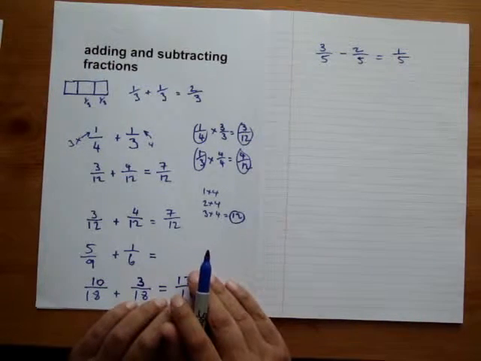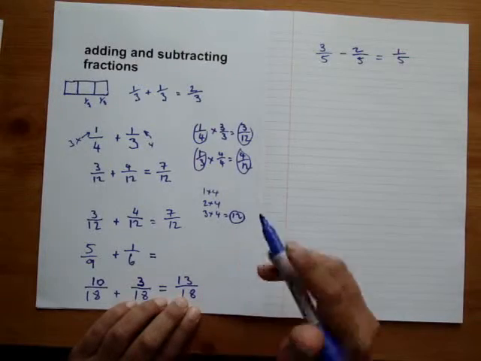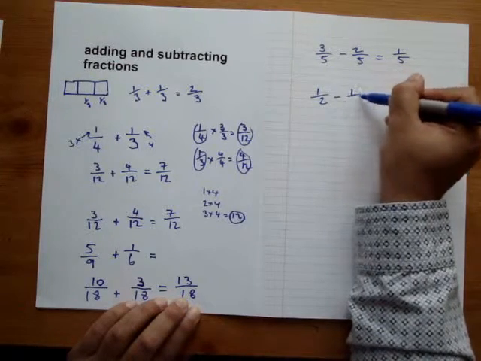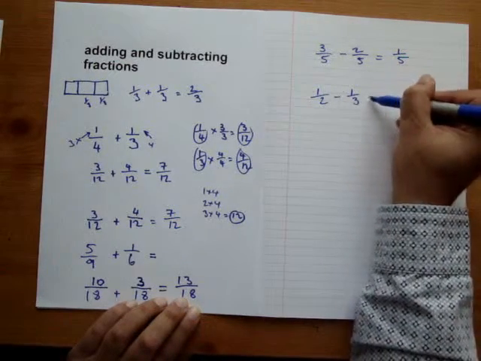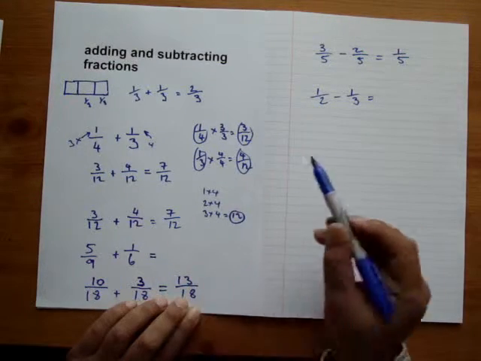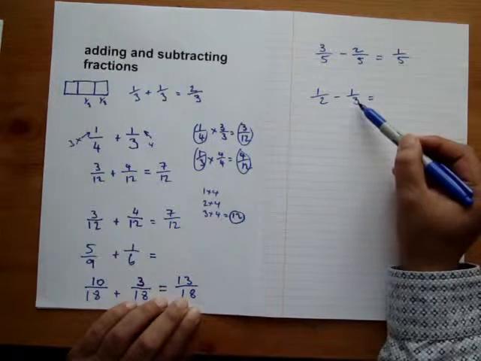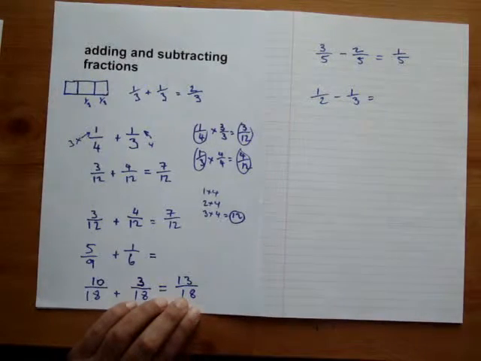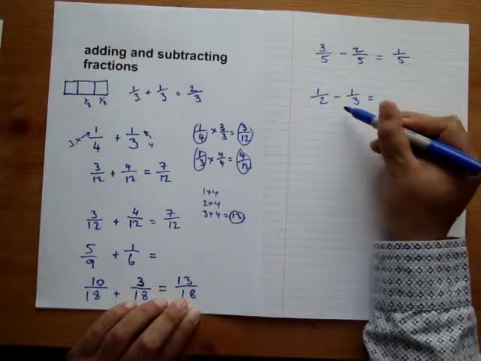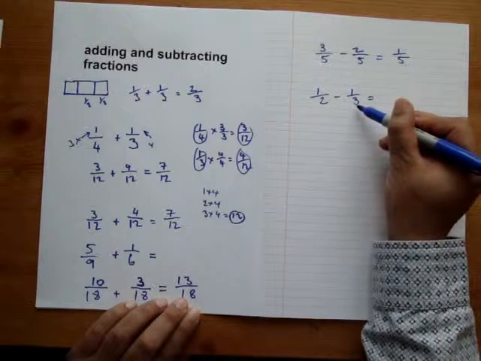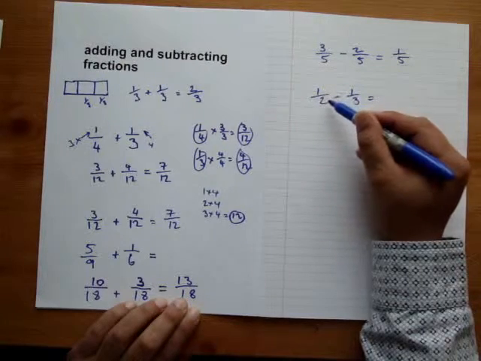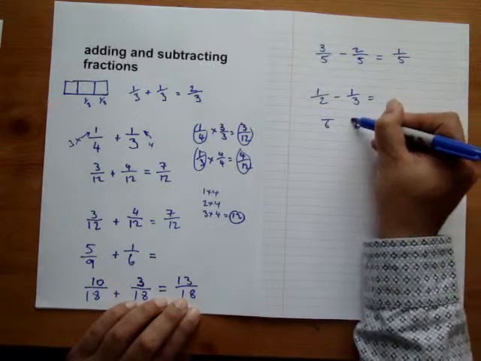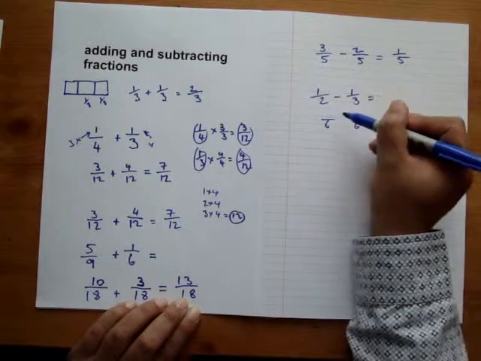Now if the denominators are not the same, for example, a half minus 1/3, what can we do? We go through, as we did in addition, and find the lowest common multiple of 3, which is also a multiple of 2. 3 times 1 is 3, is that a multiple of 2? No. 3 times 2 is 6, is 6 a multiple of 2? Yes, it is. Write the 6 on the bottom as the denominator.